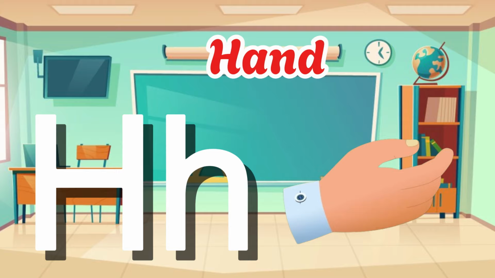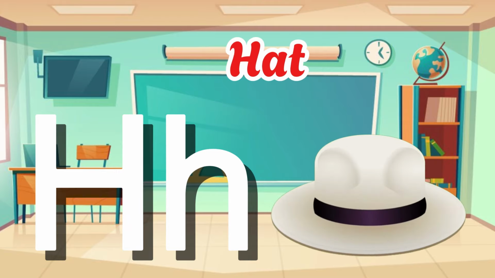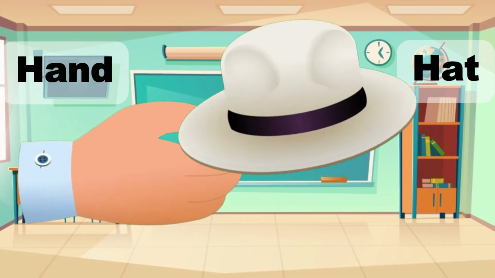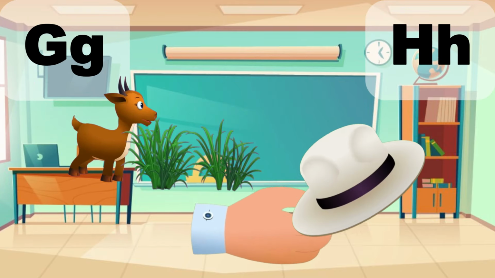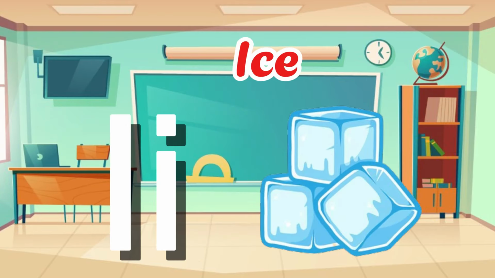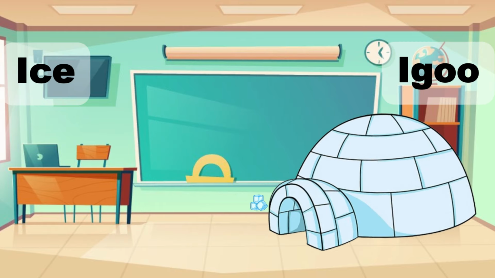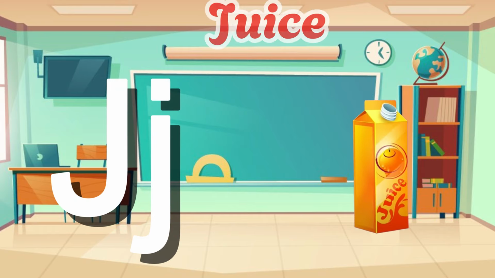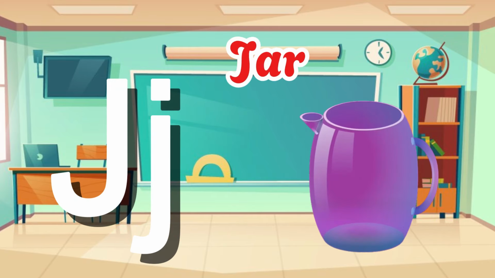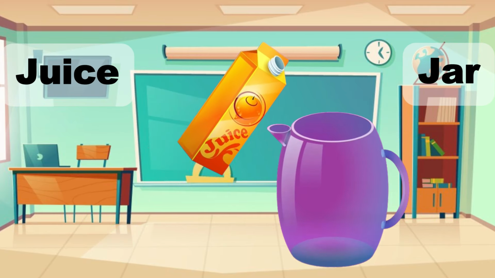H for hand, H for hat, ha ha ha. I for ice and I for igloo, e e e. J for juice, J for jar, j j j.